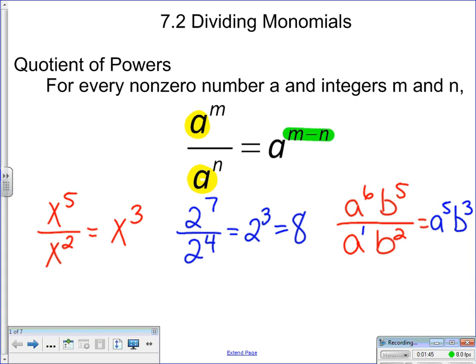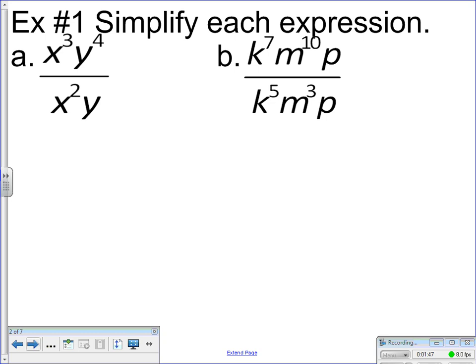All right, let's look at the next slide. Here's two examples I'd like you to try. Go ahead and subtract these exponents.